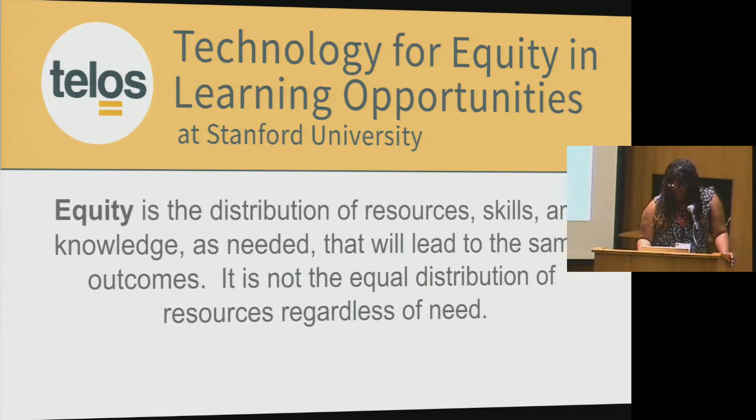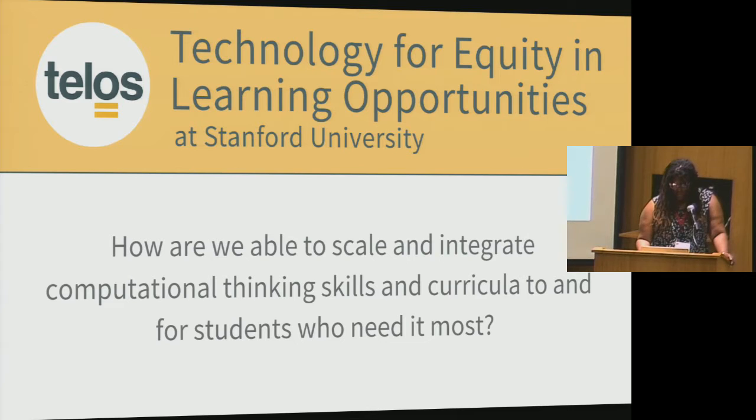For me, it feels like in order to introduce CT to underserved communities, we also have to address the inequities that exist in those communities. This doesn't mean changing laws around property taxes and school budgets, for example. Rather, it means finding ways to implement a curriculum so that it can be used effectively, or in addressing the following question: how are we able to scale and integrate computational thinking skills and curricula to and for students who need it most?